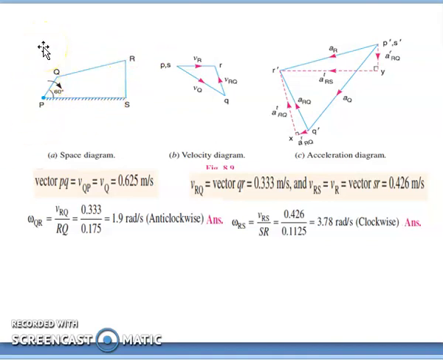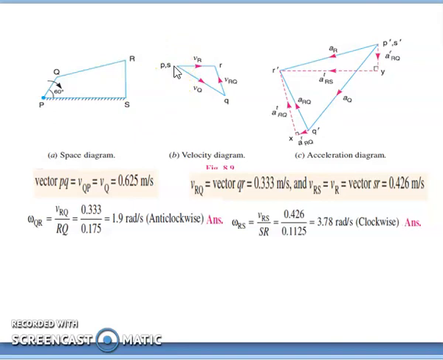After drawing the space diagram, we have to draw the velocity diagram. So you fix the stationary points P and S, because the link PS is fixed. You are fixing the points P, S.